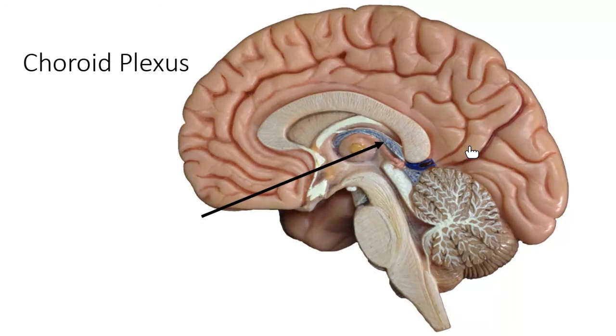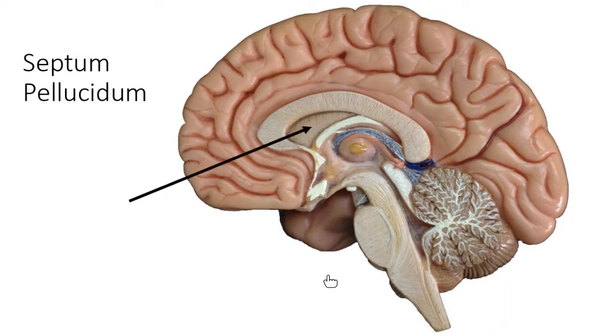Now, when we label the ventricles next class, remember what I said. Between the left lateral ventricle and the right lateral ventricle, there is a partition. That partition that separates both of them is called the septum pellucidum. It's this barrier in between the left and right lateral ventricles. And then you can see it on this model here.